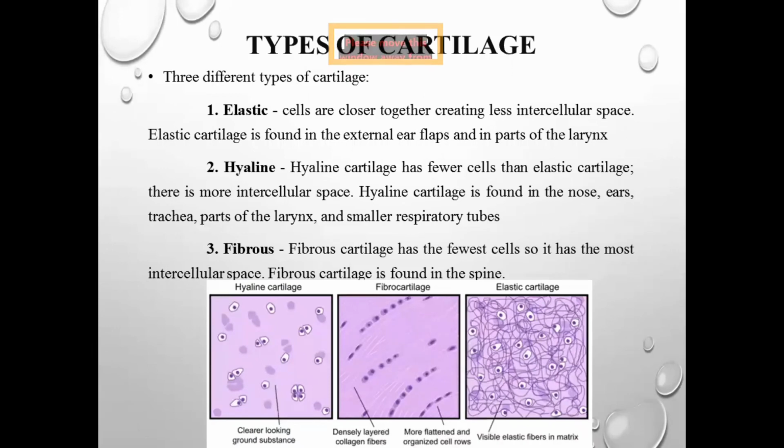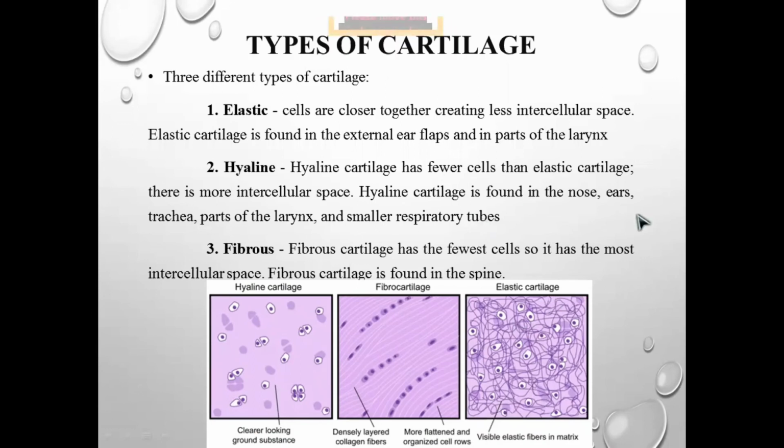There are different types of cartilages. There are three main types of cartilages. One is elastic cartilage, another is hyaline cartilage, and the other is fibrous cartilage. Elastic cartilage is where the cells are closer together, creating less intercellular space. The elastic cartilage is found in the internal ear flaps and inner parts of your larynx. You can see the diagram. This one is an elastic cartilage, where the cells are present very close to each other.